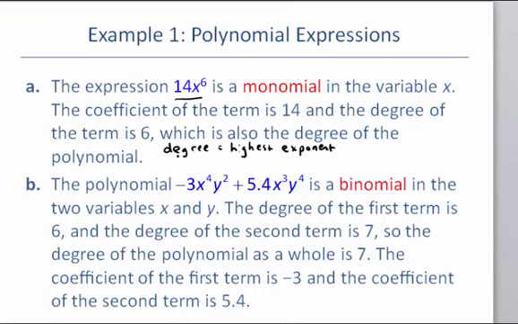Remember that your degree is equal to your highest exponent. So our degree would be 7 because that is the exponent summed on this second term. The coefficient of the first term is negative 3. That's the number. And the coefficient of the second term is 5.4.